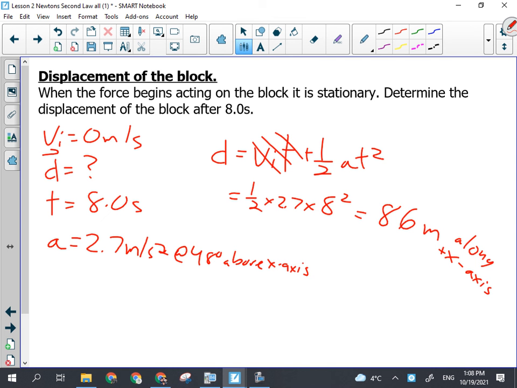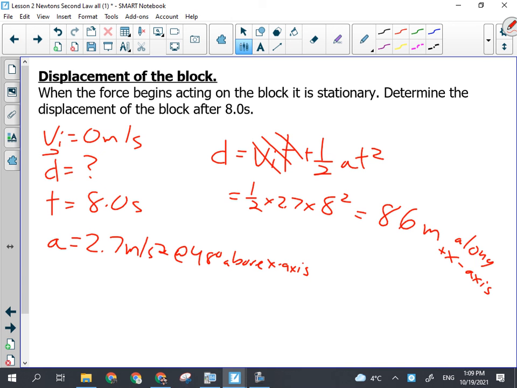Okay, if I gave you a question and you had to do all the stuff you did in part A, calculate the acceleration with all that vector addition stuff, and then I put it in part B, calculate the displacement after 8 seconds, people just get wiped out and they just forget the simple things, like putting that vector back on there.